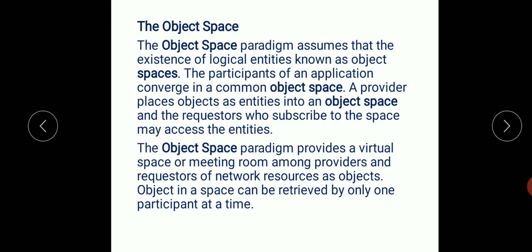The object space paradigm provides a virtual space or meeting room among providers and requesters of network resources as objects. An object in a space can be retrieved by only one participant at a time. So there are several requesters, but only one requester can access the object at a time.